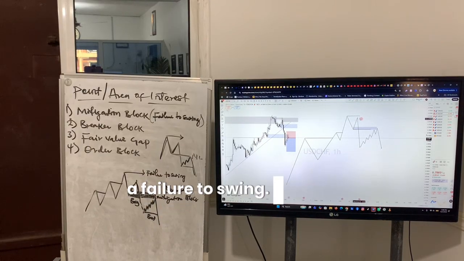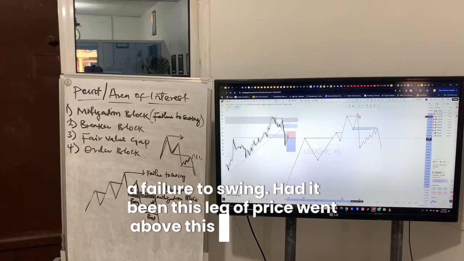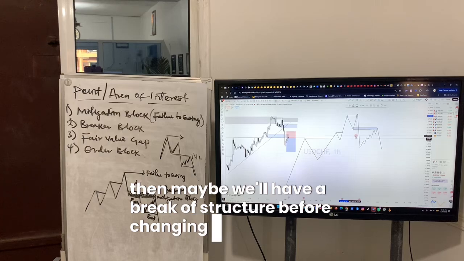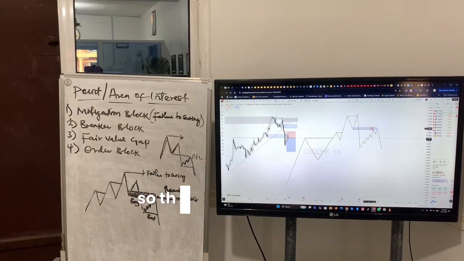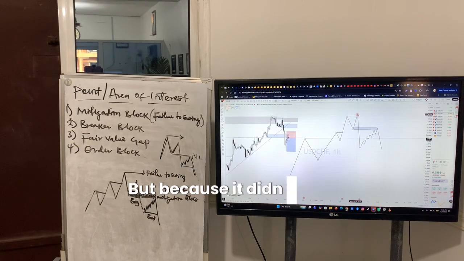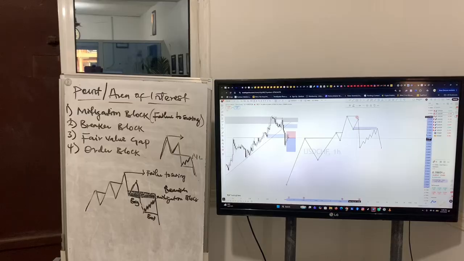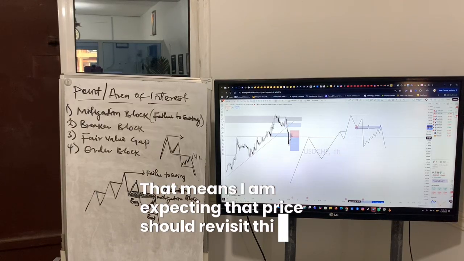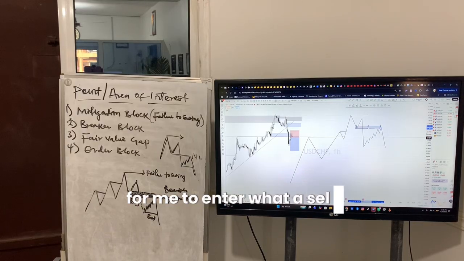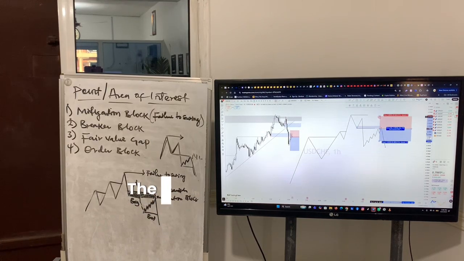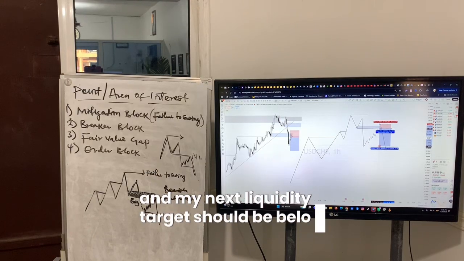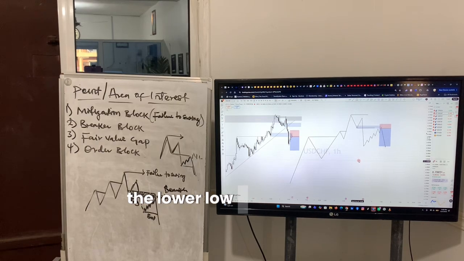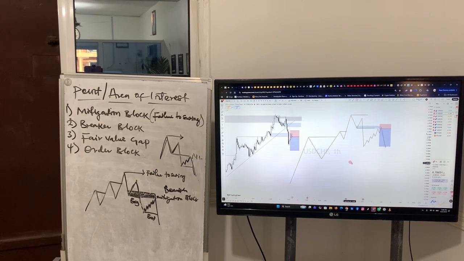So like I said, a mitigation block is characterized by what? A failure to swing. Had it been that this leg of price went above this high, then maybe we'd have a break of structure before changing character. Then I would not consider this a mitigation block. This guy, I mean. So the name is going to change. But because it didn't take out liquidity above that high, you can see it failed. That means I am expecting that price should revisit this area for me to enter what? A sell position. Then I'll have my stop loss above that point of interest, and my next liquidity target should be below the lower low that created or started this pullback. So I believe this makes sense.